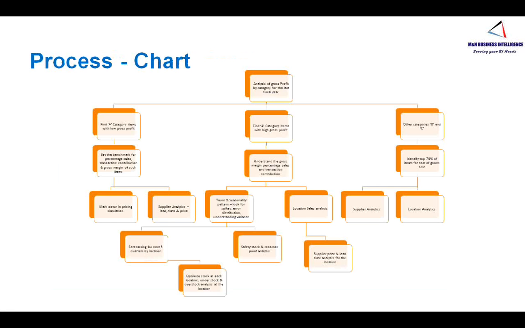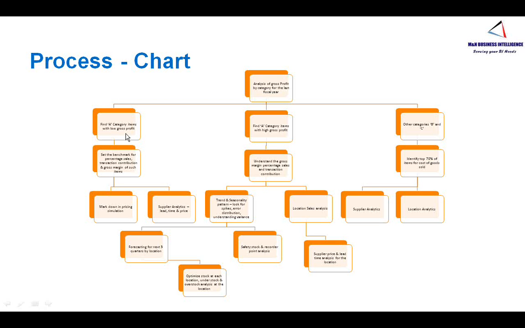Now let's look at an optimization problem for retail and manufacturing inventory analysis. We look at analysis of gross profit by category for the last fiscal year. ABC categorization has been done as an ELT process in a data warehouse. So we find out the category A items with low gross profit, category A items with high gross profit, and other B and C category items. For A category items with high gross profit, we look at the gross margin, the percentage sales, and transaction contribution. We look at trend and seasonality, forecasting, then optimizing. For this, we do the majority of the analysis.